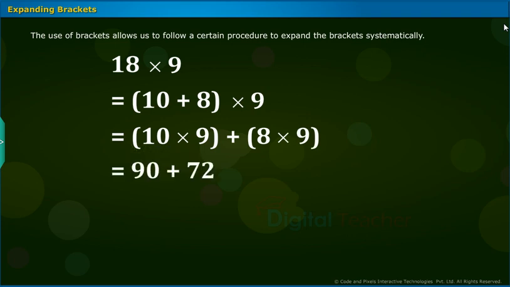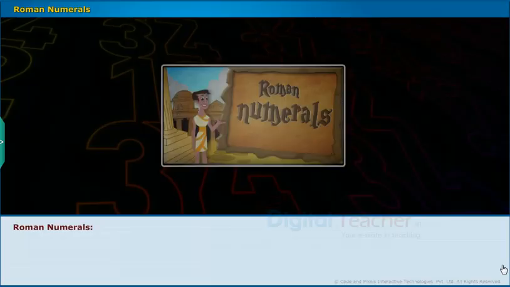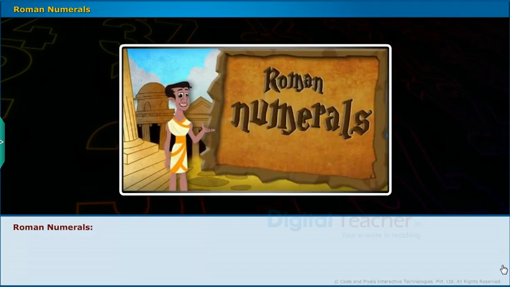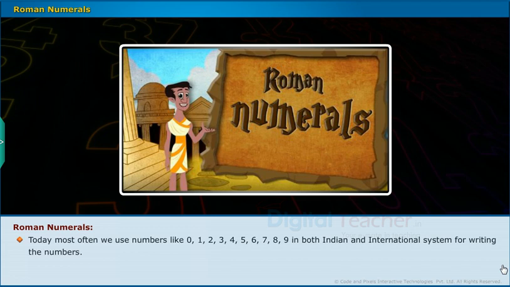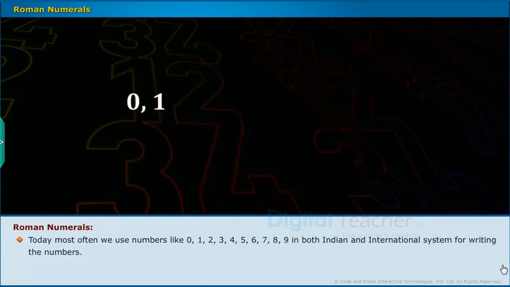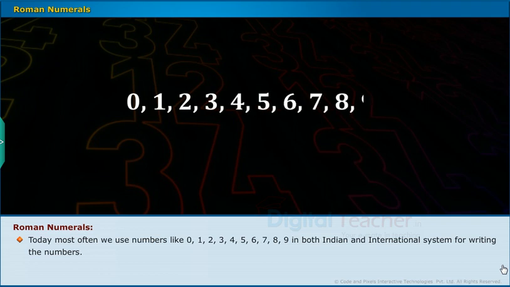By further solving, we get as shown on screen. Let us see how the numbers are represented in the Roman system. Today, most often we use numbers like 0, 1, 2, 3, 4, 5, 6, 7, 8, 9 in both Indian and international system for writing the numbers.